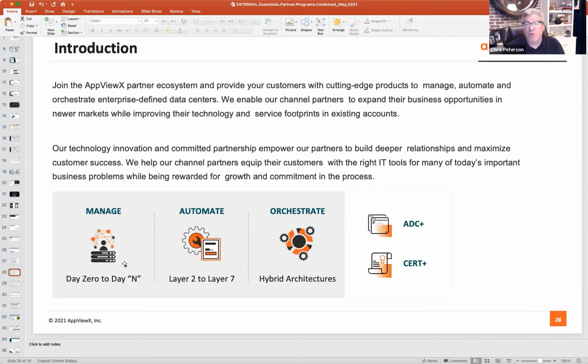This slide talks about the two products that I mentioned at the very beginning of the presentation. And once again, we're only speaking about CERT Plus today, and I'll be inviting you to an overview of ADC Plus in the July timeframe.